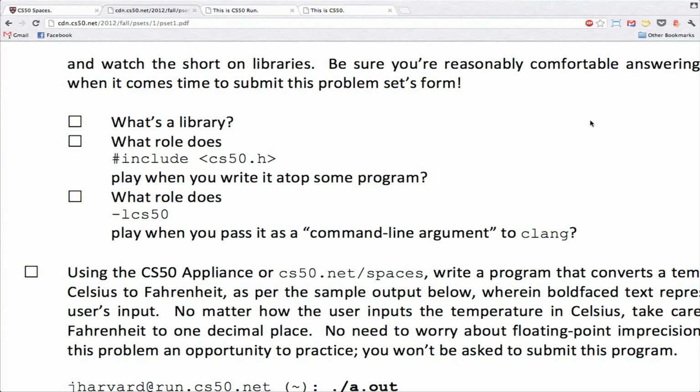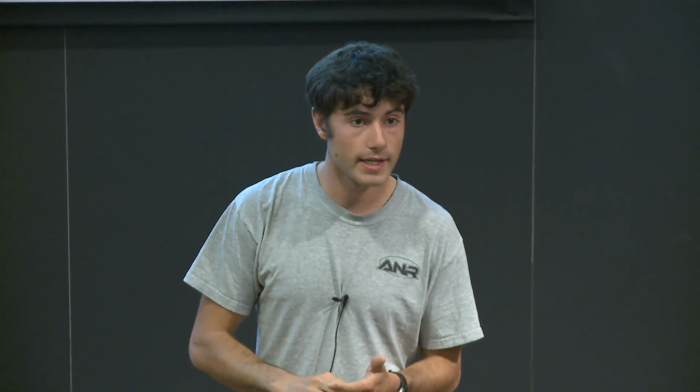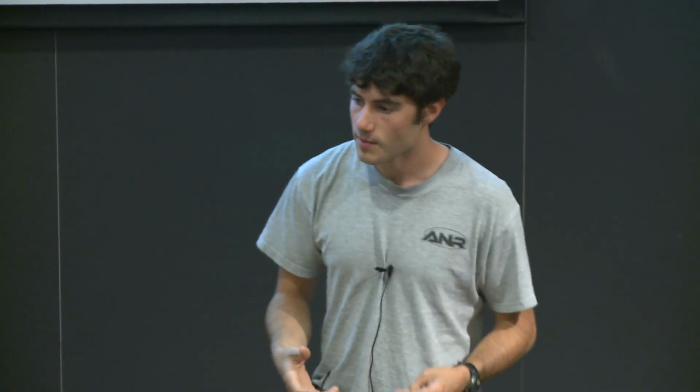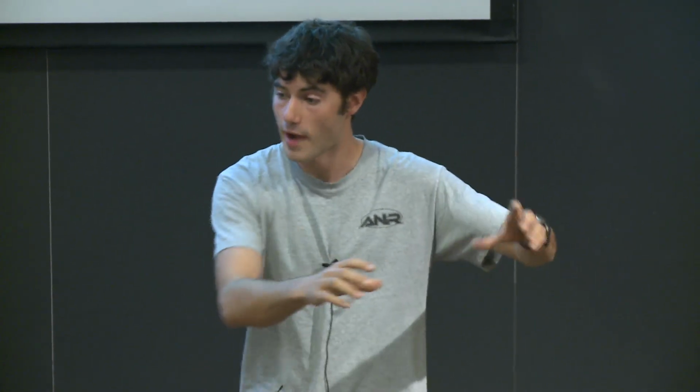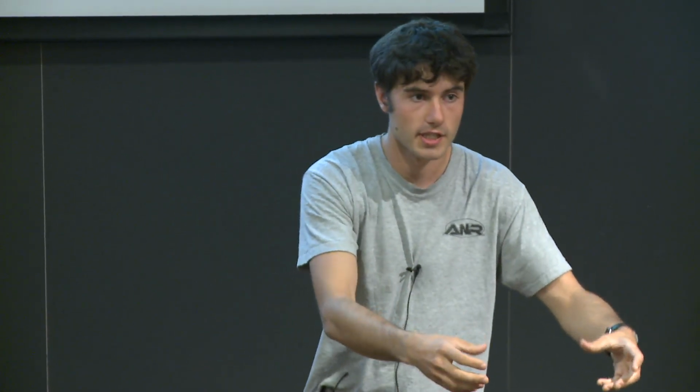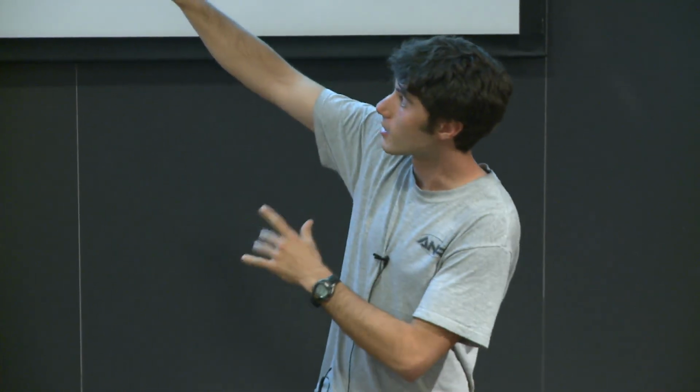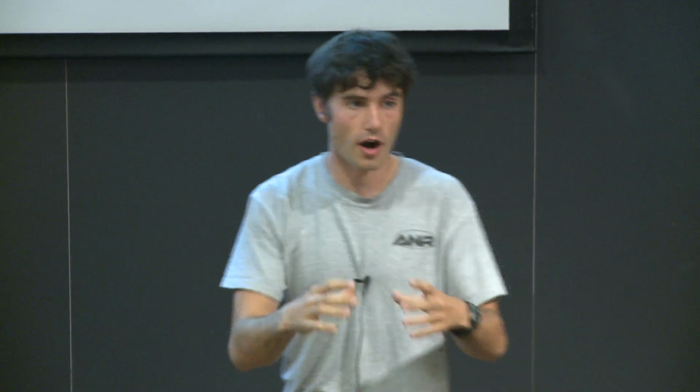So what is the difference then between this hashtag include and -lcs50? What does -lcs50 do when I pass it to the compiler like Clang? Anyone have any idea? OK. Yeah? It lets you access the CS50 library? It lets you access the CS50 library in that it tells the compiler Clang that, hey, this is where you actually go to get these functions. So the include CS50.h says there are these functions somewhere.